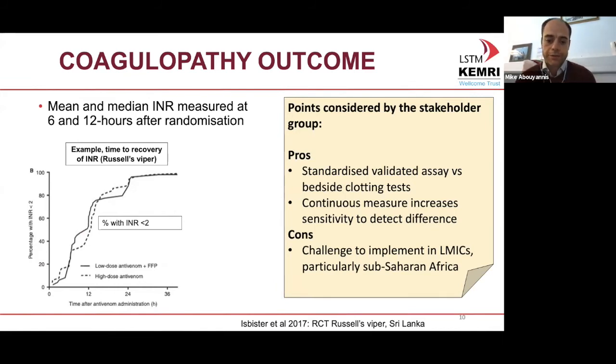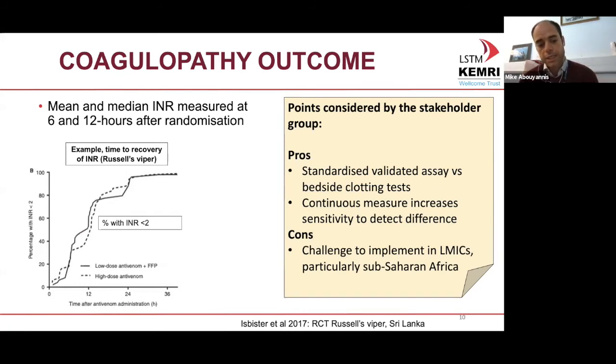Another advantage of the INR is that it's a continuous measure, and this can hugely increase the sensitivity of the outcome measure to detect a treatment difference. So you can detect quite small differences. And given that snakebite trials often have a small sample size, having sensitive outcome measures is quite important.